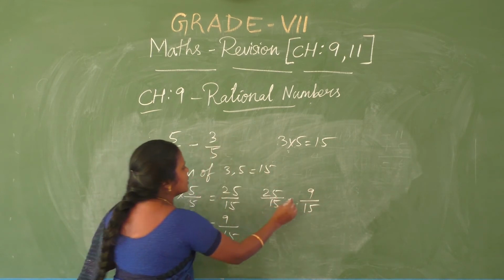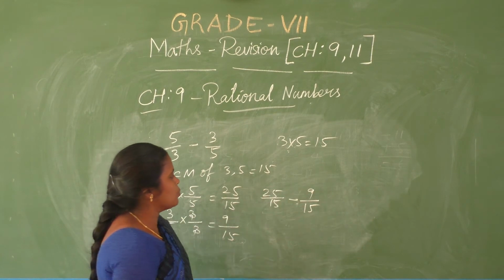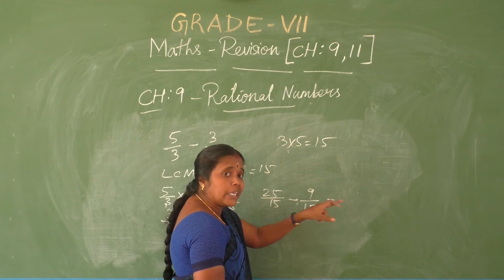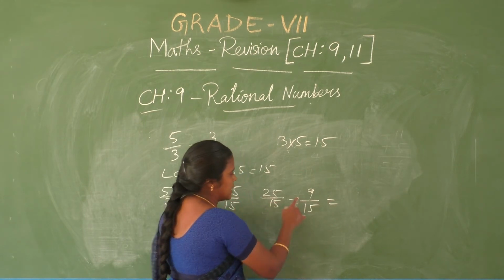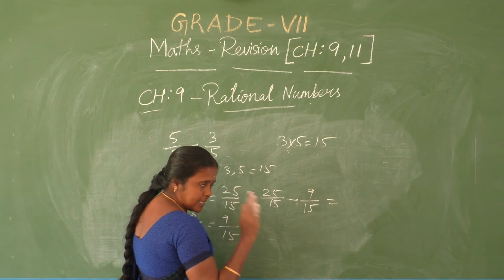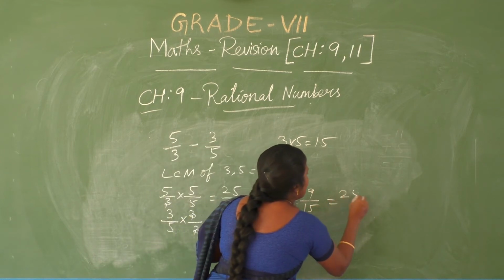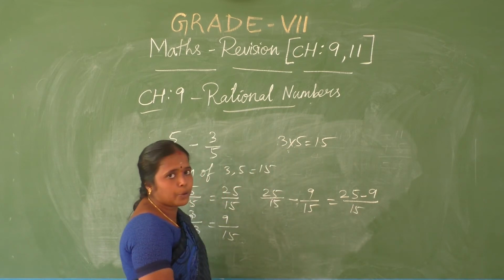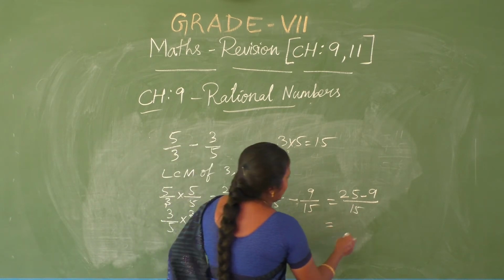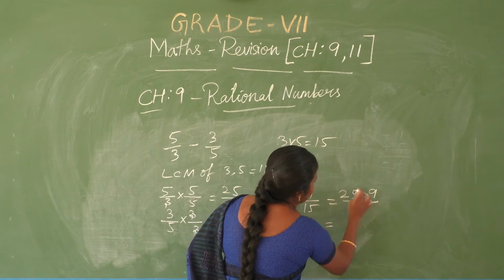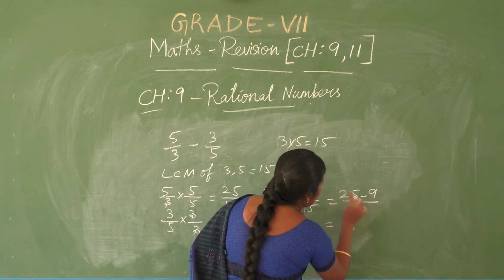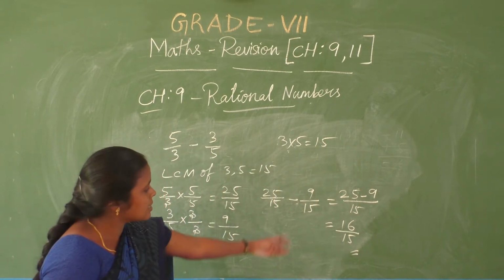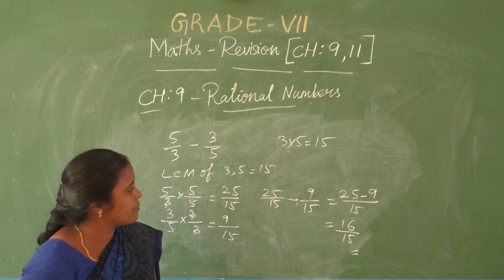Our operation here is subtraction. Subtract both, also positive only. So the difference between two fractions equals the difference of the numerators over the denominator. This is the procedure. Okay, 25 minus 9, what? 16. So 16 by 15 is the answer. Clear? Can't simplify, so leave it. This is the final answer.